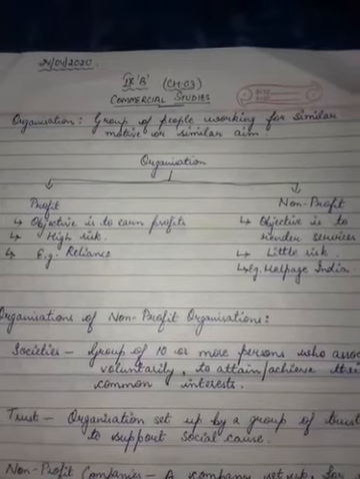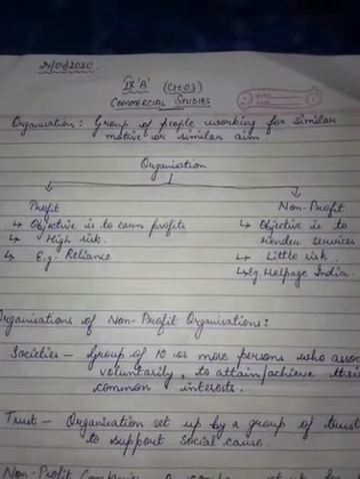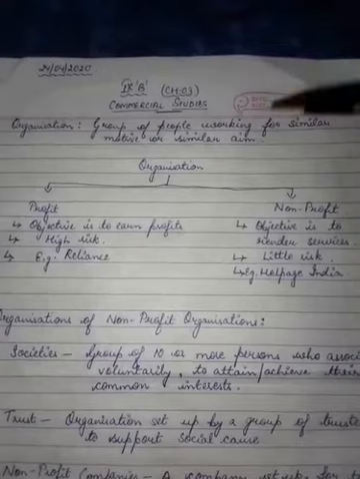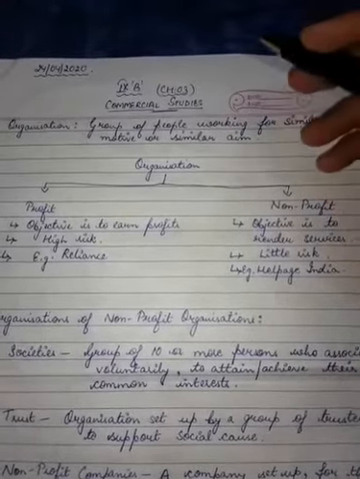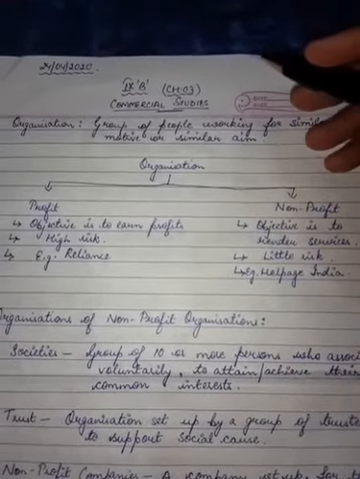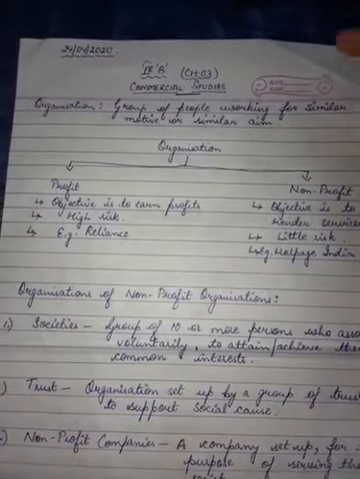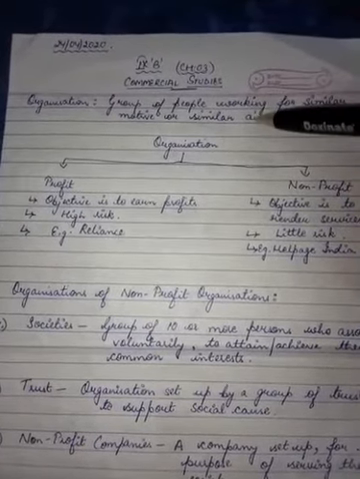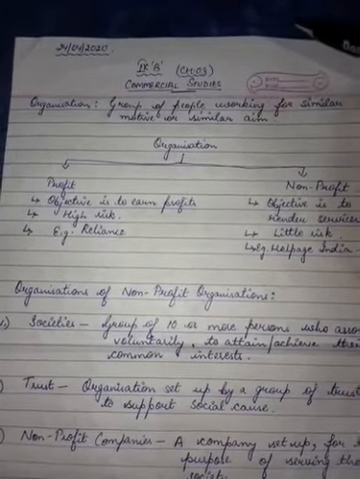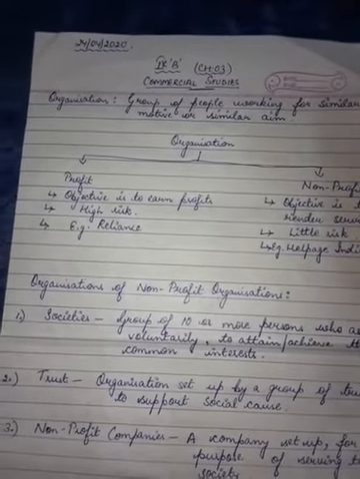Good morning, students. So, yesterday we were dealing with chapter 3, that is profit and non-profit organization. I'm just giving you a quick revision of whatever we have studied till date. So, regarding organization, what does it mean? It is a group of people working for a similar motive or similar aim.